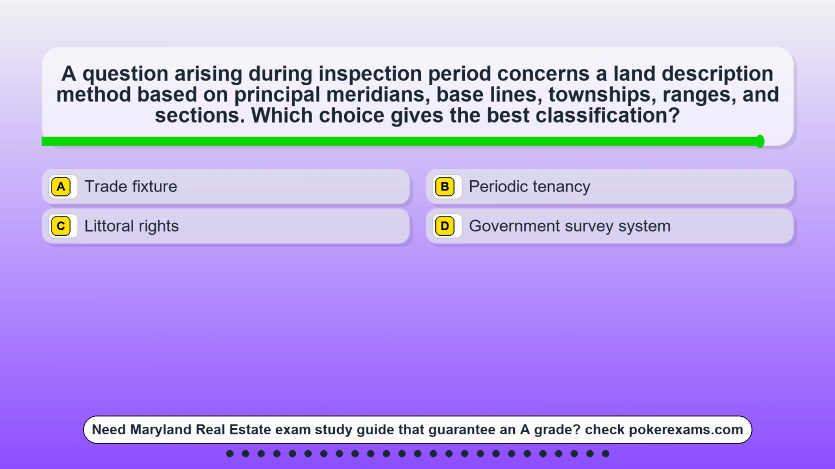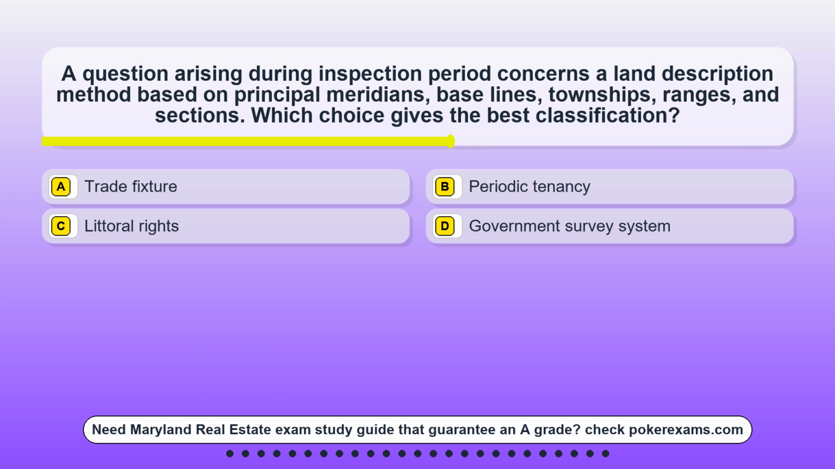Question 18. A question arising during inspection period concerns a land description method based on principal meridians, baselines, townships, ranges, and sections. Which choice gives the best classification? Option A, trade fixture. Option B, periodic tenancy. Option C, literal rights. Option D, government survey system.